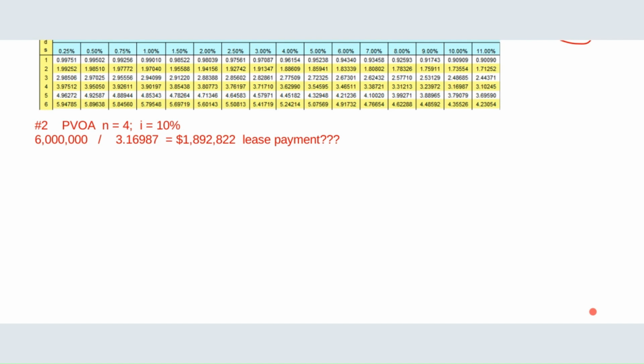So at the end of 2021, instead of having 6 million in my liability, it's going to be reduced by this principal amount that was applied to the liability. So I'm getting 4,707,178. Is that correct? Is that correct, guys?